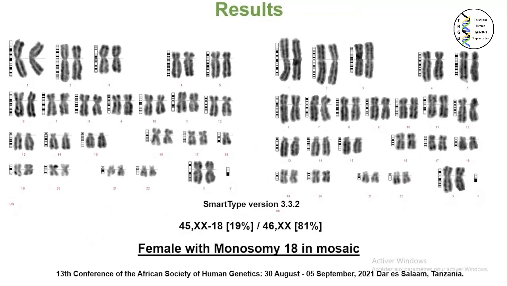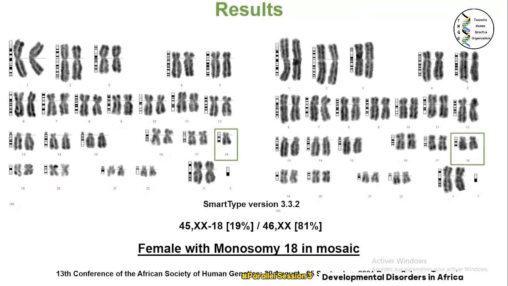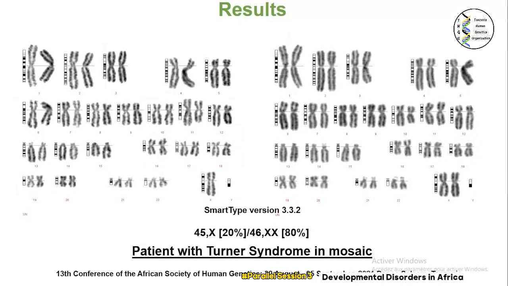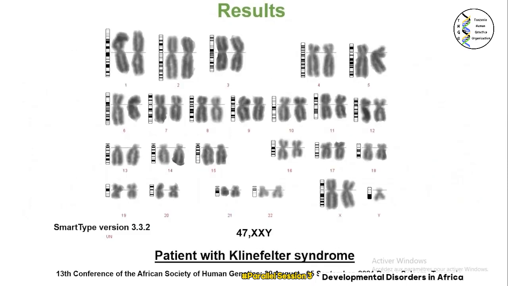This is a female with mosaic. We have 2 populations of cells, 80% of 46,XX and 20% of 46 minus 18. This is a patient with Turner syndrome in mosaic. We have 80% of 46,XX and 20% of 45,X. And then we have a karyotype of a patient with Klinefelter syndrome.